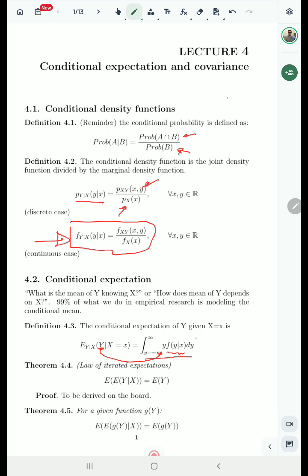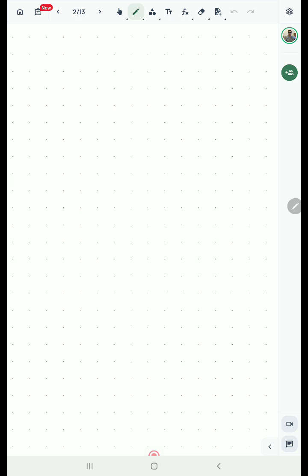Then we have another concept called the law of iterated expectations, which tells you that if you take the expectation of the conditional expectation of y given x, that is going to give you the unconditional expectation of y. Why does that hold? Let me create some intuition for this.